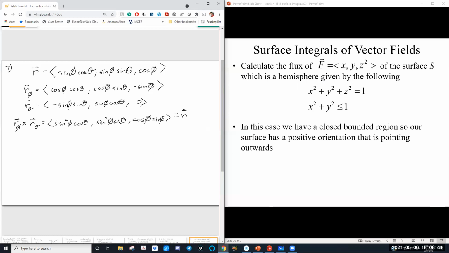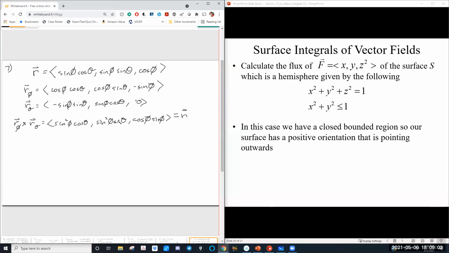And so I want the z component to point in the positive direction. So I want this component to be positive. So I'm going to use this one here, not the negative of it, because that's giving me that outward orientation.